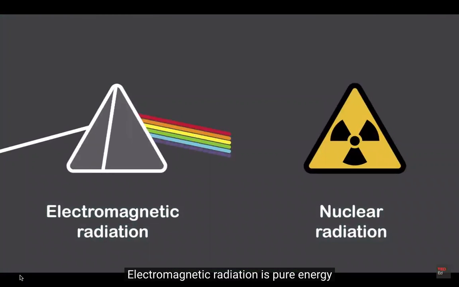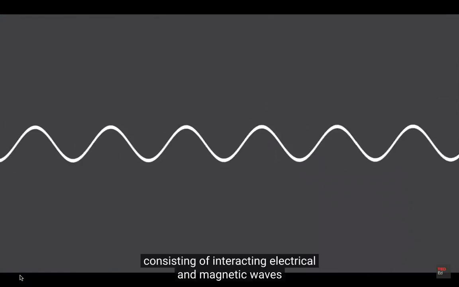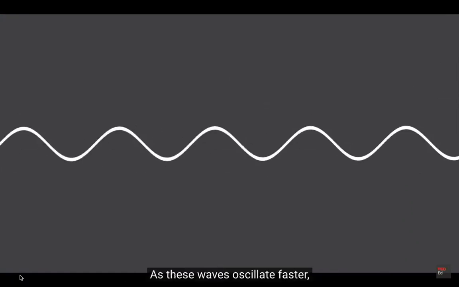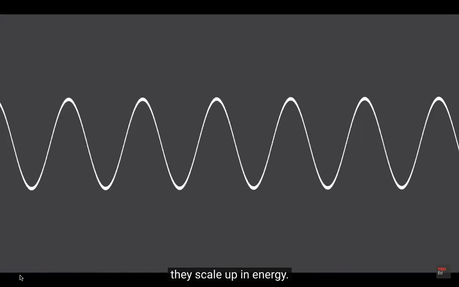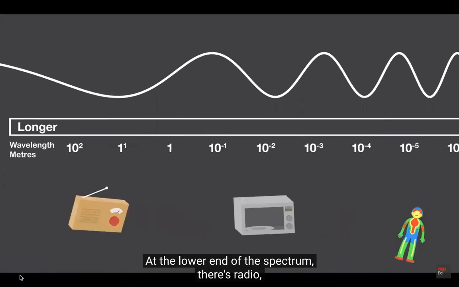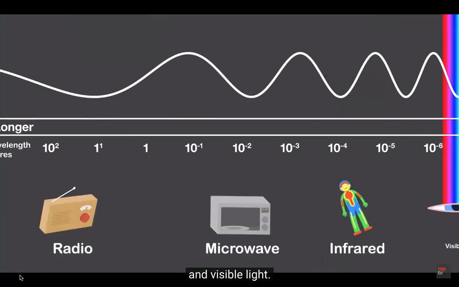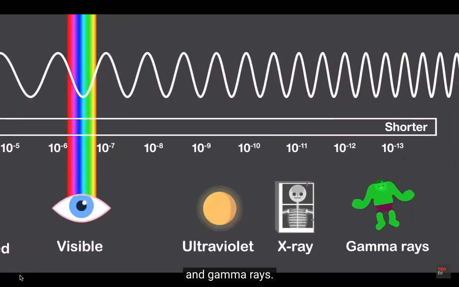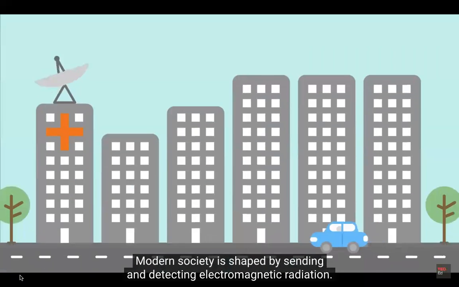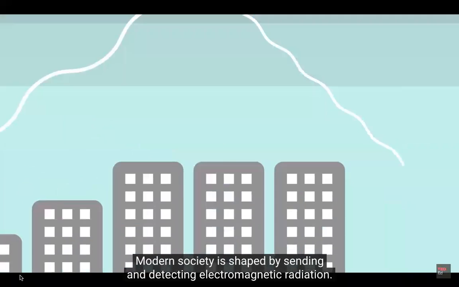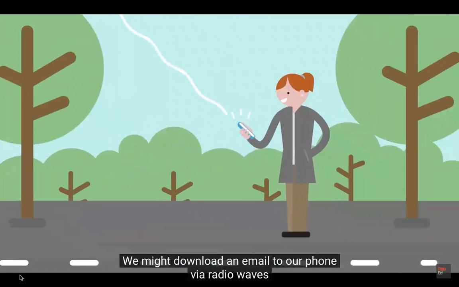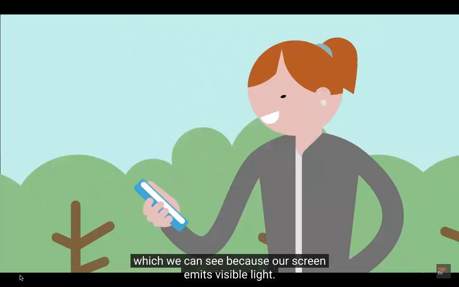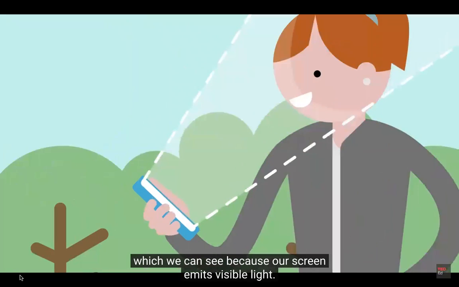Electromagnetic radiation is pure energy consisting of interacting electrical and magnetic waves oscillating through space. As these waves oscillate faster, they scale up in energy. At the lower end of the spectrum, there's radio, infrared, and visible light. At the higher end are ultraviolet, X-ray, and gamma rays. Modern society is shaped by sending and detecting electromagnetic radiation. We might download an email to our phone via radio waves to open an image of an X-ray print, which we can see because our screen emits visible light.